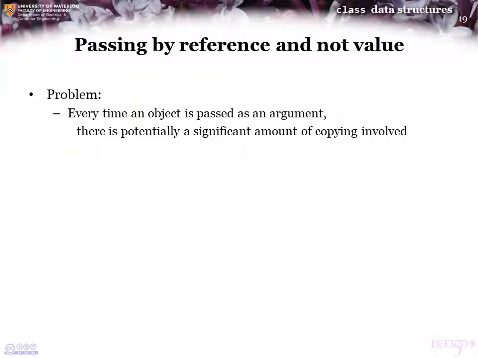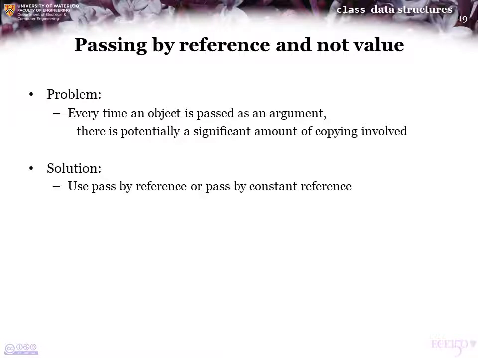Now, you've probably already noticed this problem. Every time an object is passed as an argument, there's potentially a significant amount of copying going on. Even the arrays are being copied, so that can become very expensive. The solution is to use pass by reference or pass by constant reference.